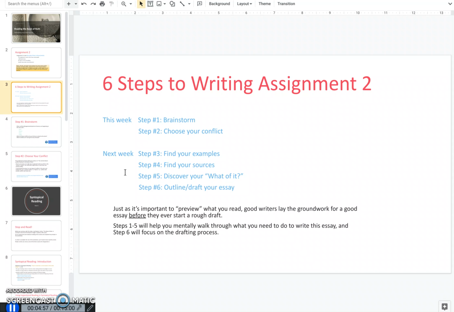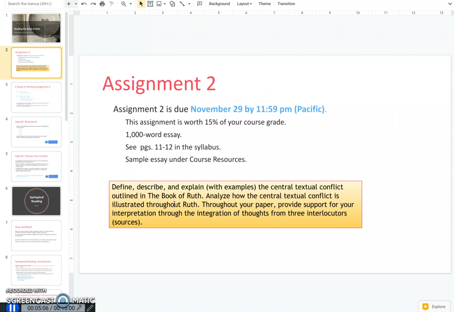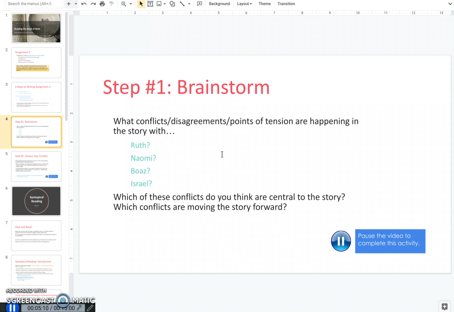So for tonight, we're just going to focus on figuring out what it is that you want to say about the book of Ruth. Because the prompt narrows you down a little bit, it says you must describe a textual conflict. That's where we're going to start. So what conflicts, disagreements, or points of tension are happening in the book of Ruth? I recommend focusing on the main characters or maybe on the nation of Israel. So what conflicts are happening with Ruth, or with Naomi, or maybe even with Boaz?